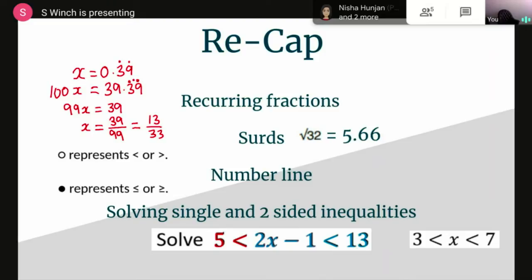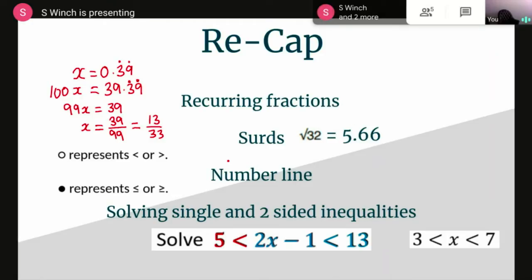If you were doing a number where the hundredths column and thousandths column are recurring, then you would multiply by 1,000 and then subtract x, or you might subtract 10x. And then you'd have a number over 990 as opposed to 99. So I hope you found recurring fractions easier. And then we spoke about surds. Surds are just irrational numbers. When you're square rooting a number or cube rooting a number, you are given an irrational number. And we spoke about how to simplify those questions.